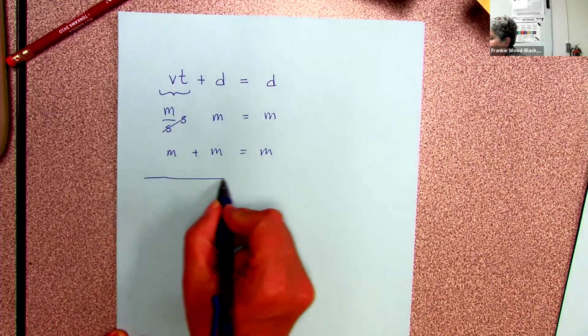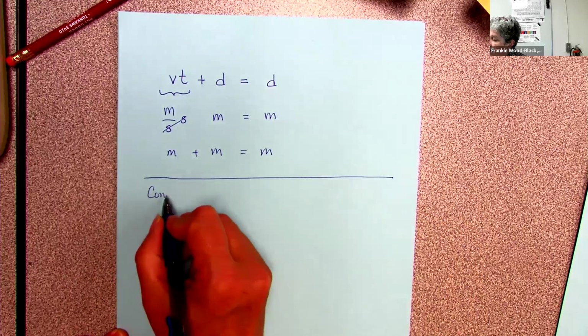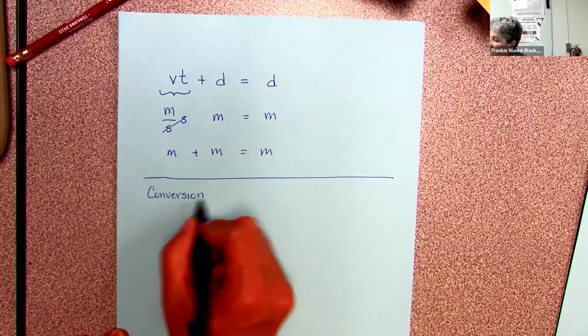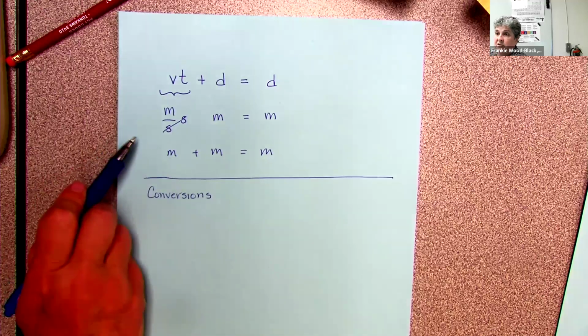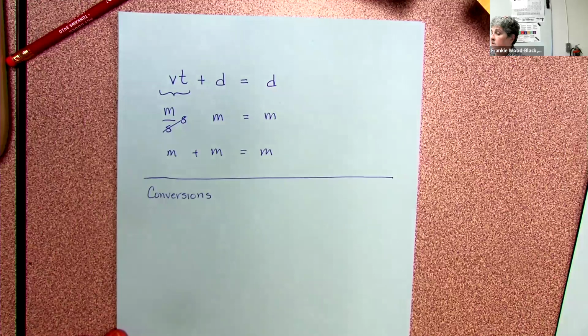So let's look at a couple of other things, because then we start talking about conversions, because we're always going to have to do conversions. And the reason we're going to have to do conversions is we want to add meters to meters, not meters to feet. So we've got to do conversions.